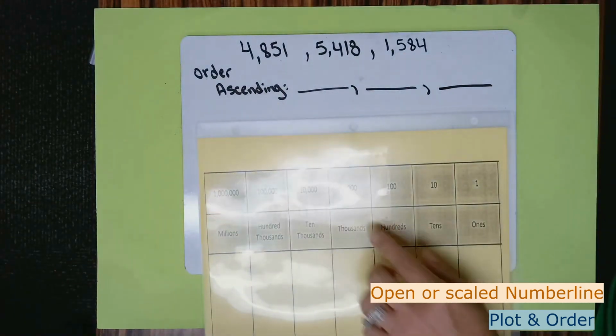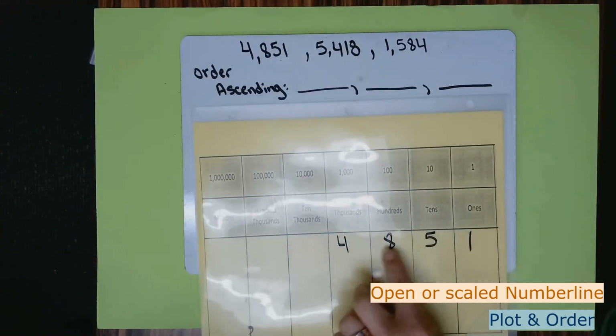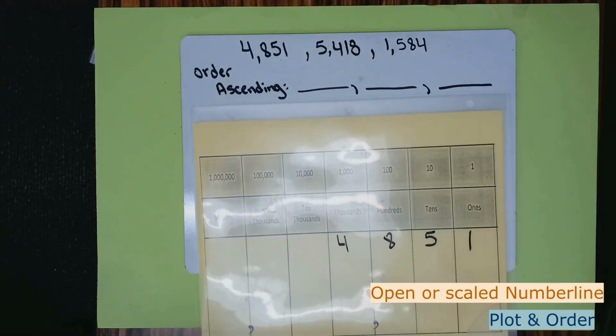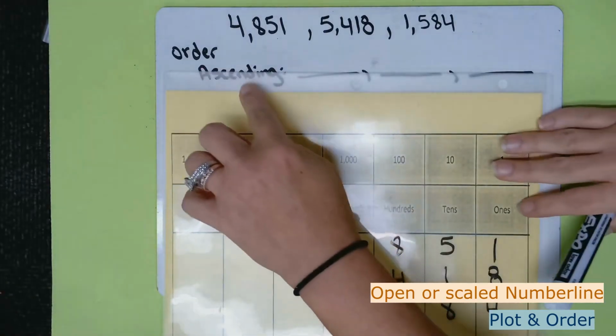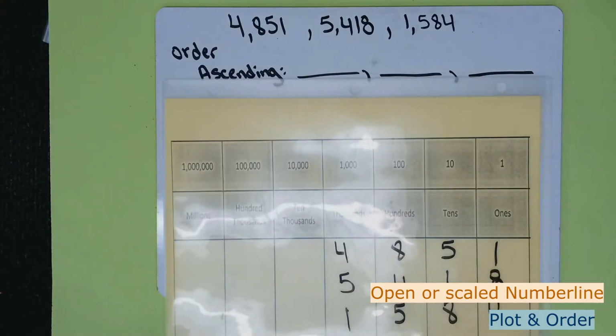If students need further scaffolding, we can include a place value chart. Here, we're not using a number line for number sense, but we're using the value that digits have in their place values to determine which number is the least and which number is the greatest.